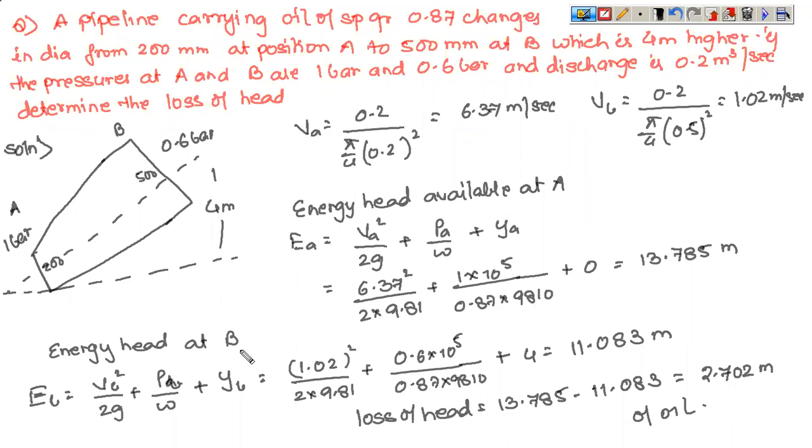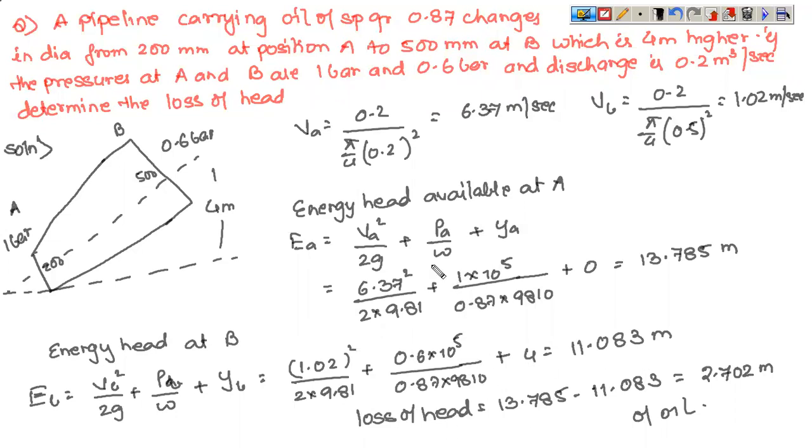Now what is the energy head at B? The energy head at B is VB square by 2G plus PB by W plus YB. So this is 1.02 whole square, 2 into 9.81 plus exit pressure, which is 0.6 bar. So 0.6 into 10 to the power 5 divided by 0.87 into 9810 plus 4. The change in height is 4 meters. So this is 11.083 meters.